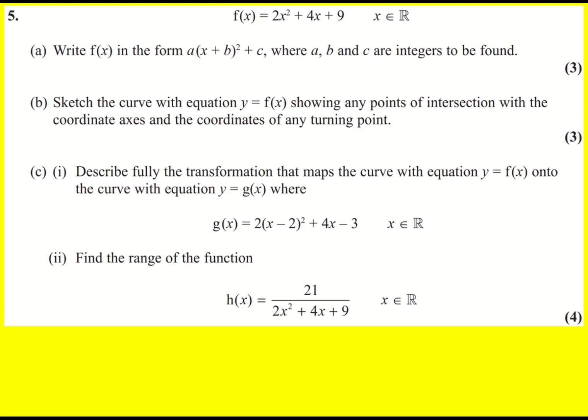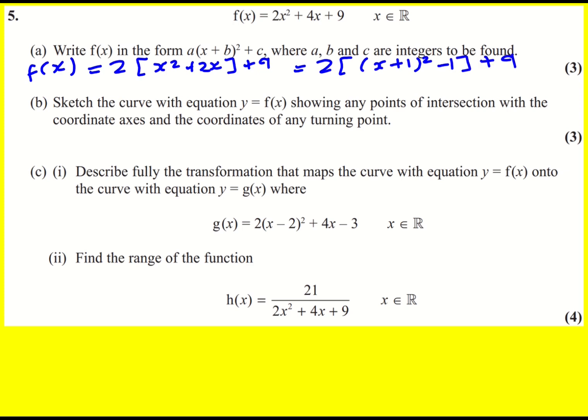We're first being asked to complete the square on this function, f of x. First thing I'm going to do is factorize the 2 out of the first two terms, x squared plus 2x. Okay, and then complete the square on x squared plus 2x. So this becomes x plus 1 squared minus 1, plus 9. Just a reminder on how this actually works.